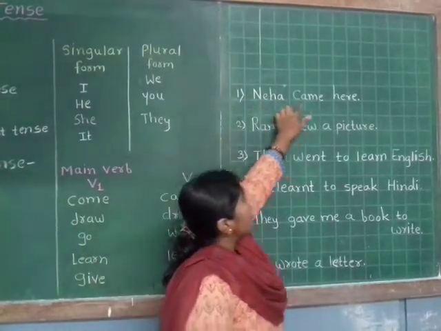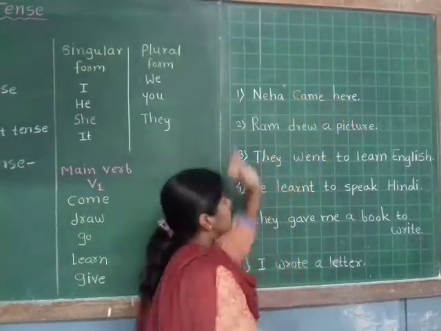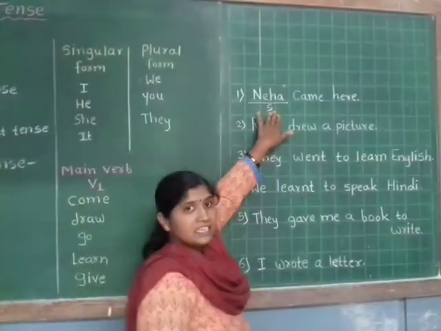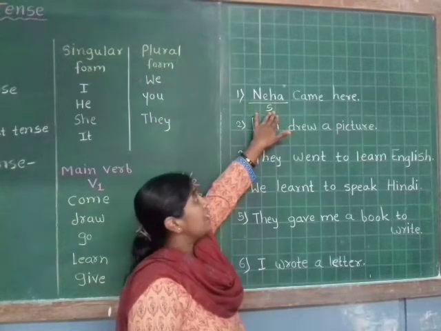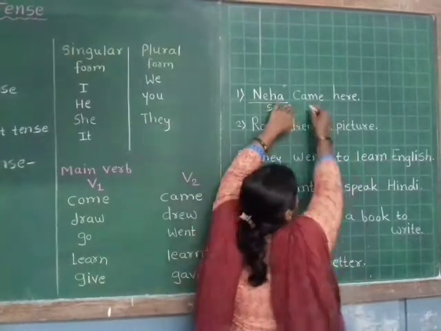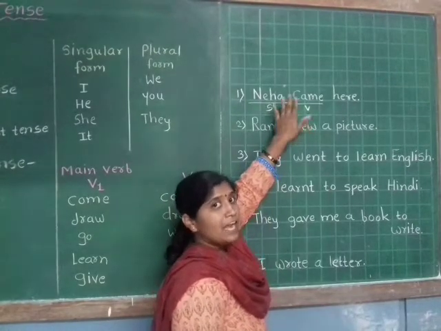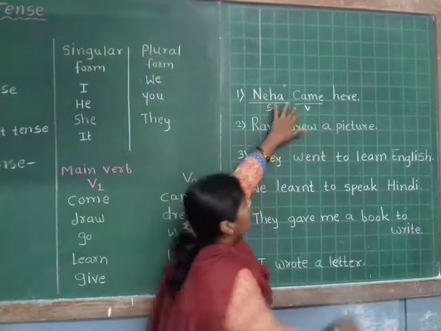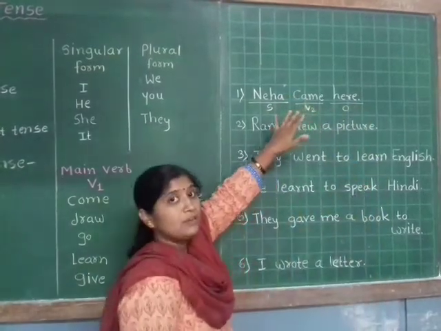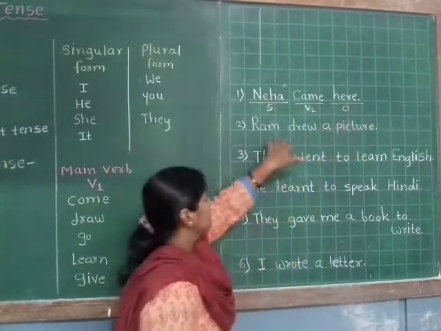First, Neha came here. In this sentence, Neha is the subject and Neha is the name of one girl, means Neha is a singular subject. Came is the verb. Main verb is come and the V2 form is came. And here is the object. Look here students, what is our formula? S plus V2 plus O. Like this.